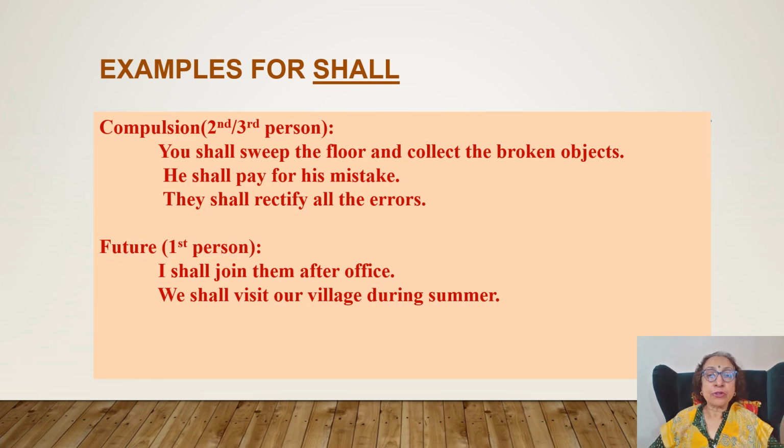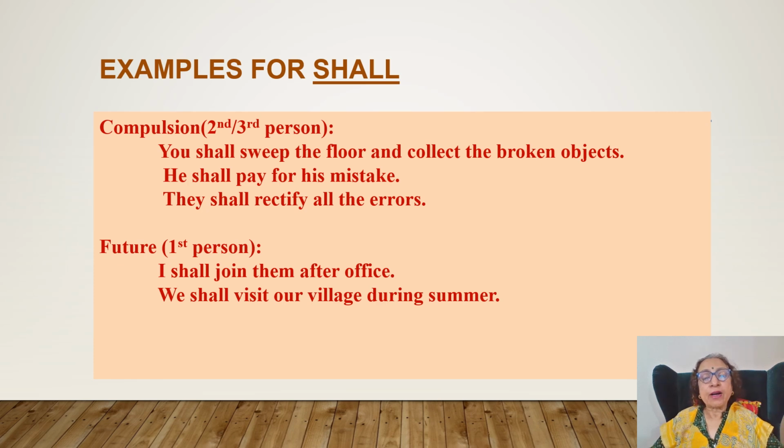Two times shall is not repeated because when we are speaking, we try to make it as short as possible, but the implication is there. You shall collect. So sweep and collect are the main verbs, and you have the form shall for compulsion. He shall pay for his mistake. Then here again, compulsion. He shall pay.